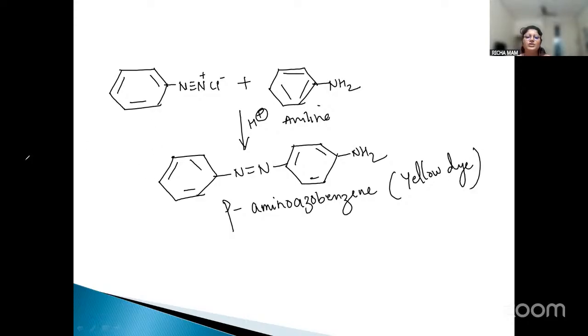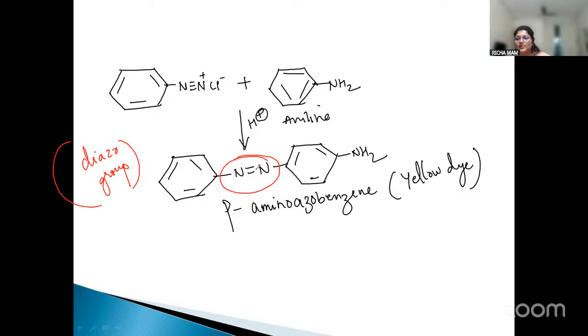So both of these involve retention of the azo group. Azo group means N double bond N. In both of these reactions we are keeping the diazo group, we are not removing it. So we have seen two types of chemical reaction. In one, we remove the diazo group and replace it by other nucleophiles. But in this type of reaction, we are retaining the diazo group.